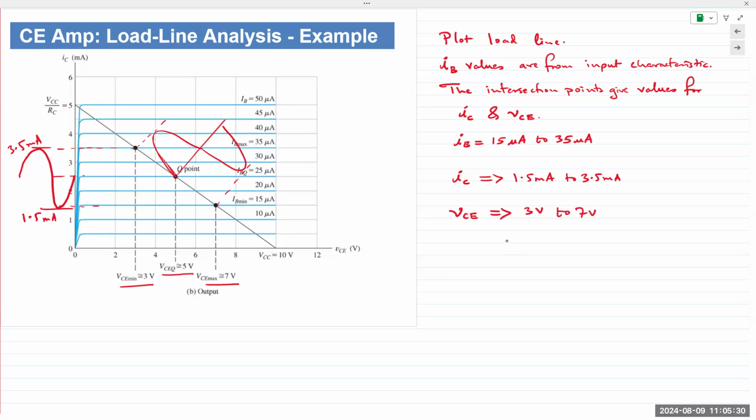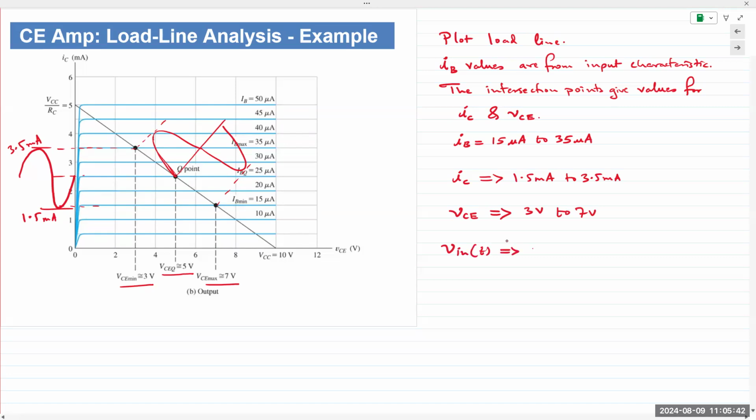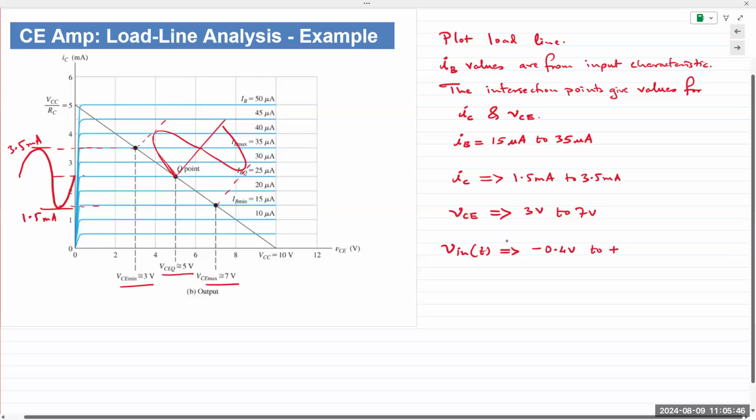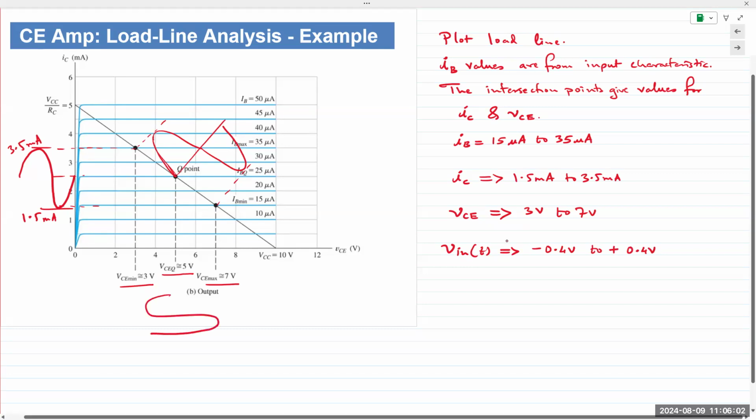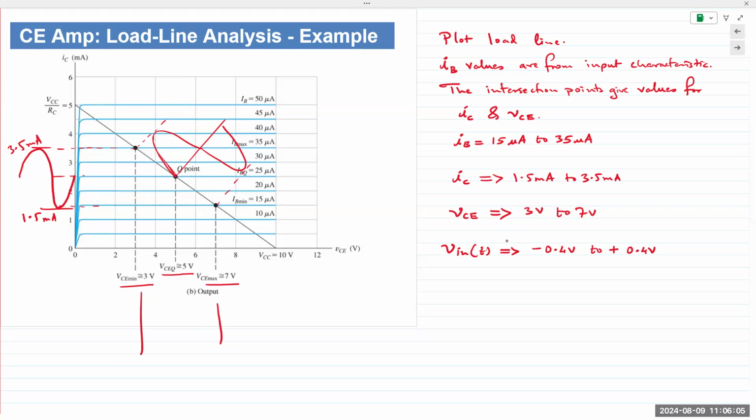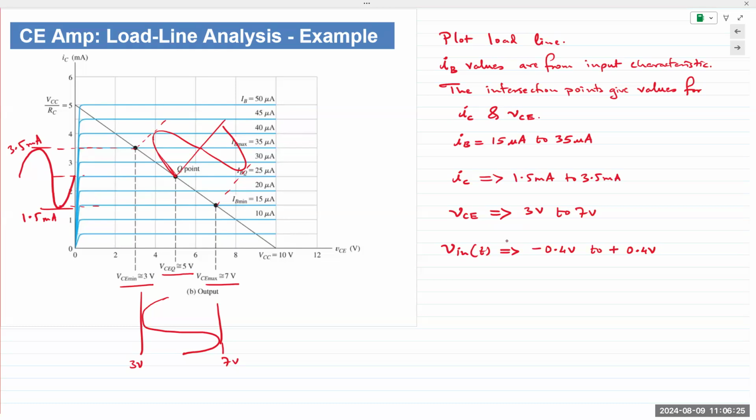My input voltage, V in of T, varied from minus 0.4 volts to plus 0.4 volts. Output went from minus 0.4 to 3 volts and plus 0.4 to 7 volts. So my output is varying like this. This is 3 volts, 7 volts. And this is a graphical load line analysis. All right, questions?